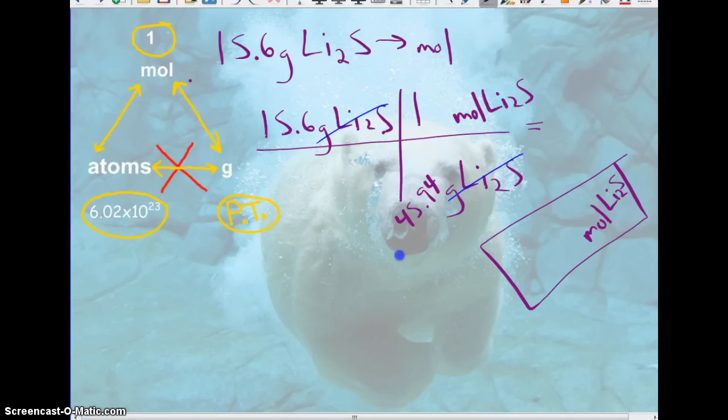Now you're going to do the math. Remember, multiply across the top. 15.6 times 1, divide by the bottom. Your answer should have 3 sig digs. Match what you started with.